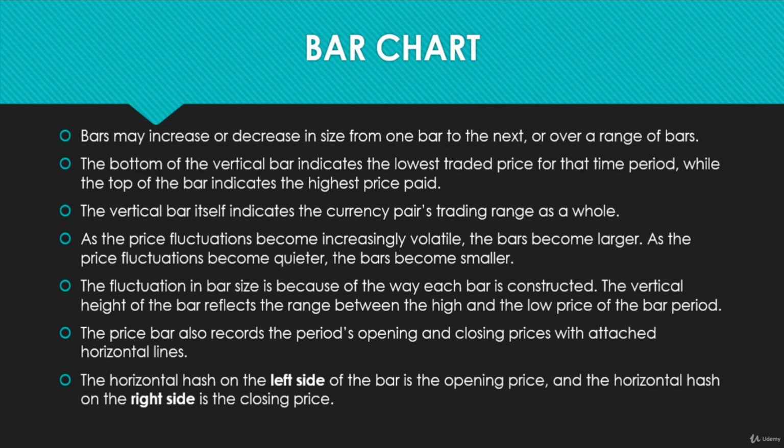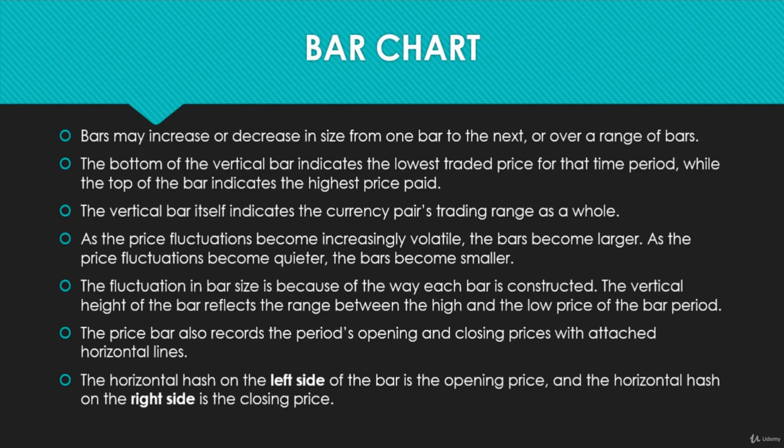As the price fluctuation becomes increasingly volatile, the bar becomes large. As the price fluctuation becomes quiet, the bar becomes small. The fluctuation in bar size is because of the way each bar is constructed. The vertical height of the bar reflects the range between the high and the low price of the bar period.